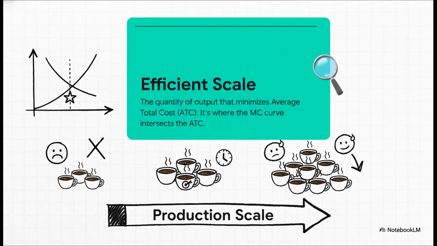So that special point, that bottom of the U shape where the 2 curves cross, has a very important name, the efficient scale. This is the production sweet spot. It's the exact quantity of output where the firm is making stuff at the lowest possible cost per unit. For Conrad's coffee shop, that happened at 5 or 6 cups. If he produces less, he's not making the most of his fixed costs. If he produces more, he's getting inefficient.